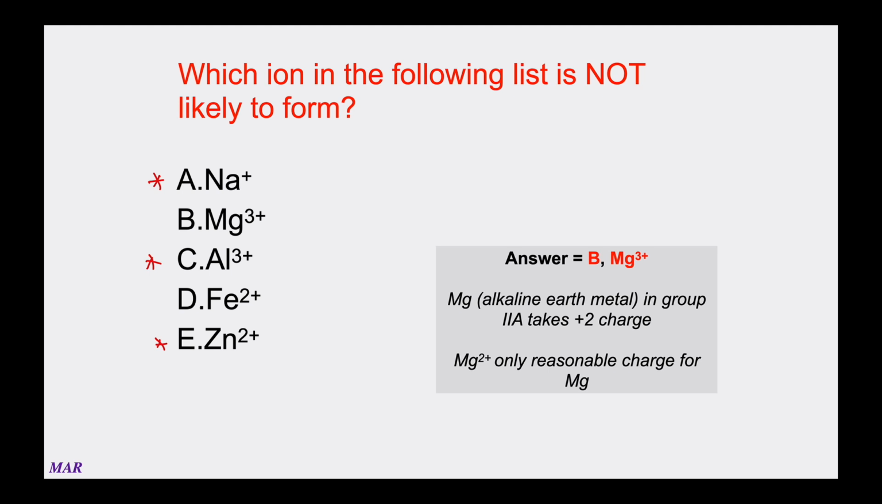If you're in a vacuum in a high energy kind of environment, yeah, maybe you could make magnesium 3+ for a little bit, but in the wild, in nature, magnesium is always +2. So just like sodium is always +1 in group 1, magnesium is always +2, you shouldn't see +3.